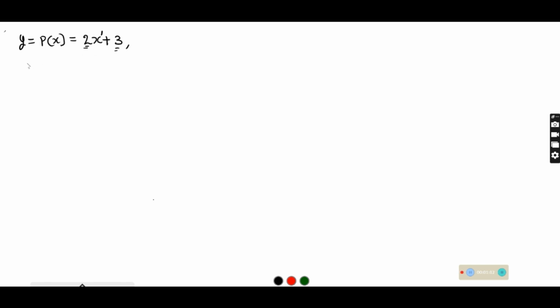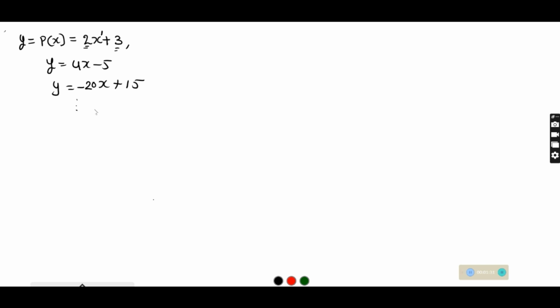So I am writing some linear equations here. This is equation number 1. Another equation I am writing, y is equal to 4x minus 5. Another equation, y is equal to minus 20x plus 15. So on, we can keep writing any number of linear equations.